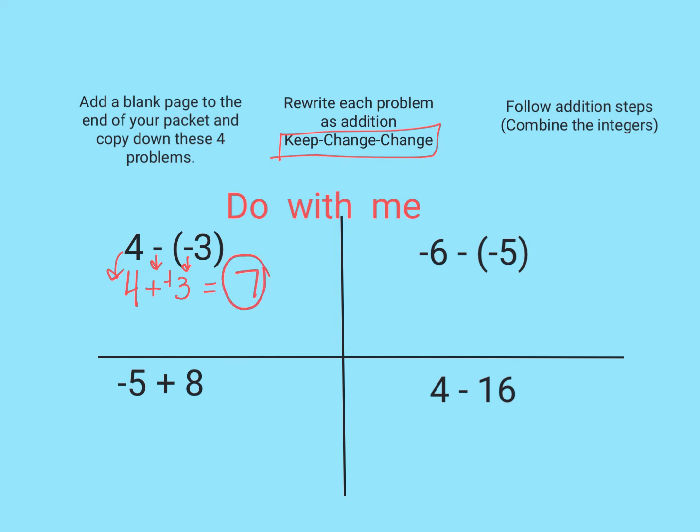That's the same answer as 4 minus negative 3. I have 4. I'm going to take away 3 negatives, so I'm really going to add them on. I'm going to add 3, so now I'm at 7.